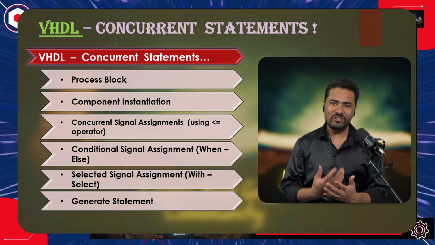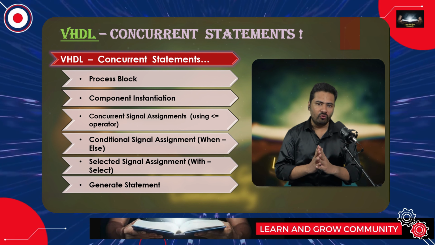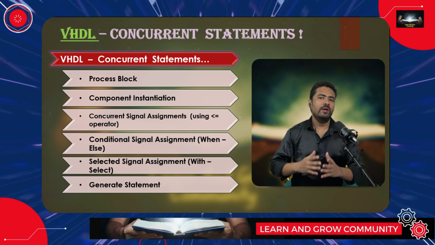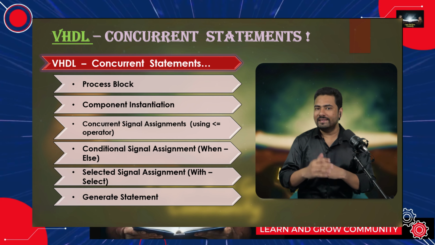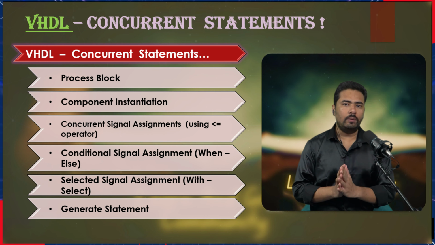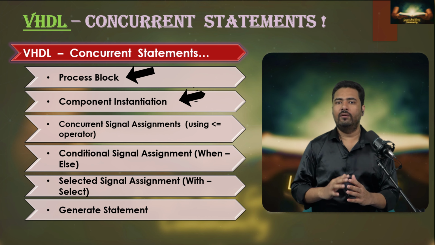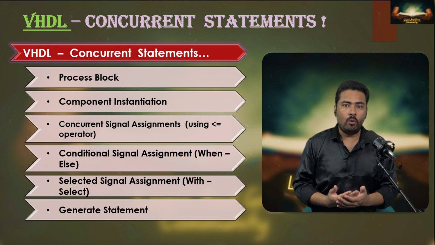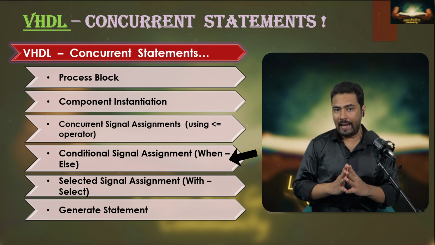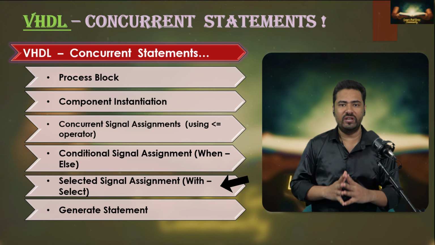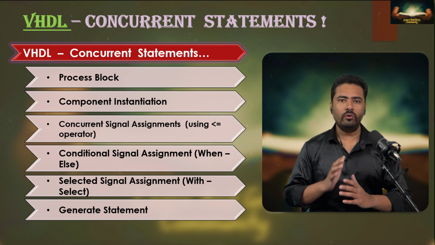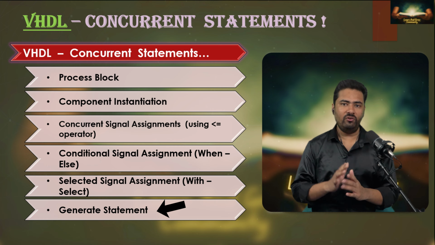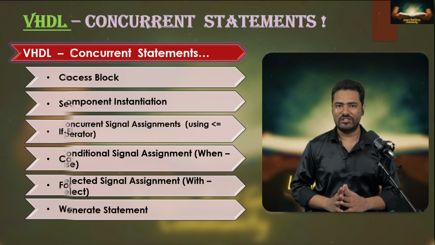Hi. In the last few sessions, we talked about VHDL concurrent statements. We talked about concurrent signal assignments. We talked about process block. Then we talked about component instantiation. Then we talked about when else statement and with select statements in VHDL. We also talked about if generate statement and for generate statement in the last session.